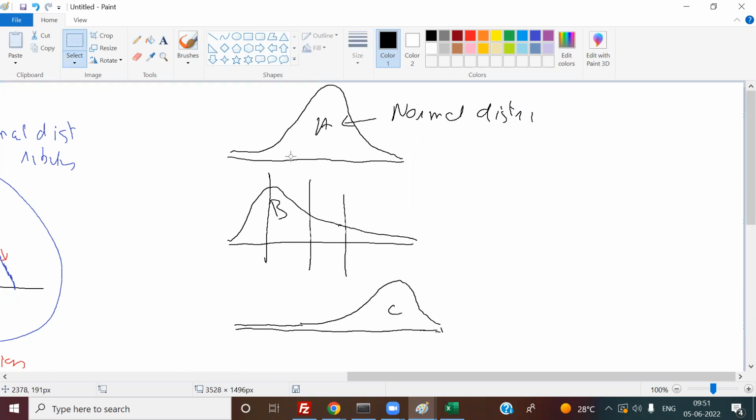Right? Same thing. You take any line. You try to draw any line on this C graph. Around any line, is it symmetric around that line? No, it won't be. So it is not normal distribution.